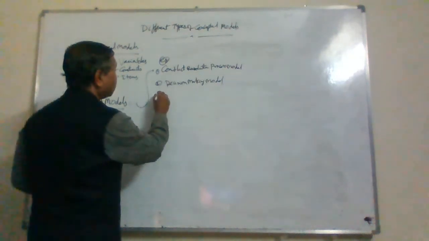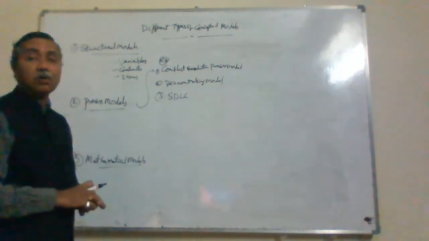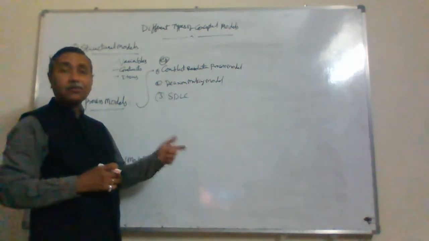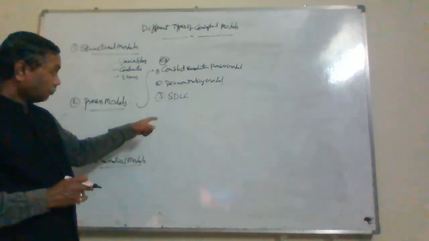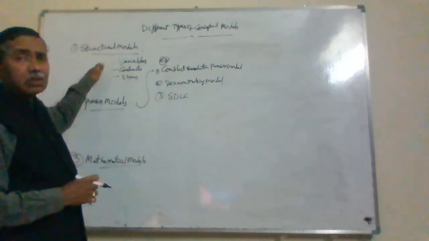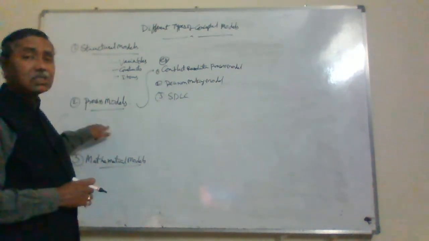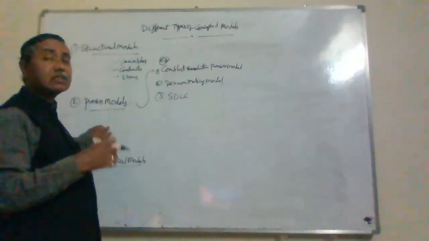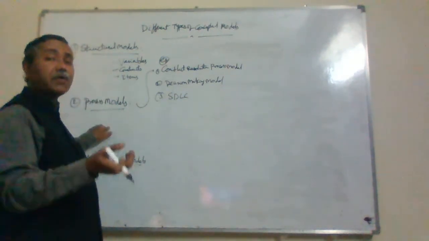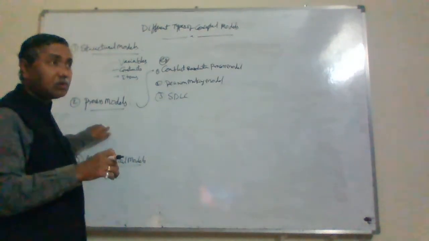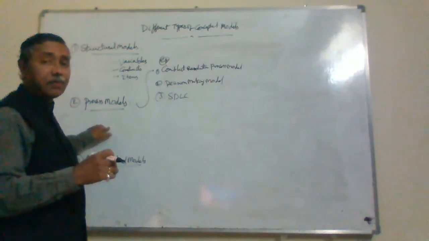So the third one is what? SDLC, Software Development Life Cycle Model. It is a process model, right? So basically, structural models are used in management research. We discussed, right? Similarly, process models are more widely used in scientific research, whereas in management research, for example in IT systems implementation, process models are used very highly.